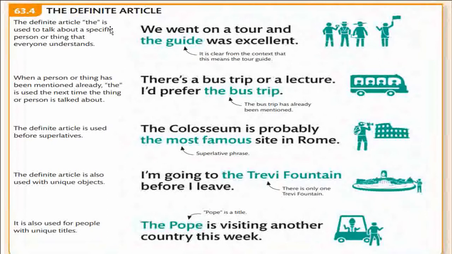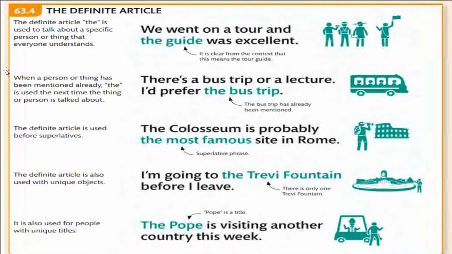The definite article the is used to talk about a specific person or thing that everyone understands. We went on a tour. Now the word tour is mentioned, and the guide was excellent. Over here, if I use the word the guide, I'm specifically talking about the tour guide. It is clear from the context that this means the tour guide.